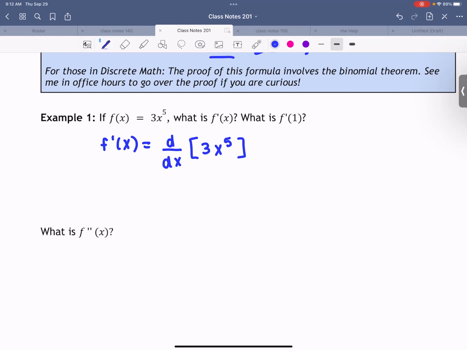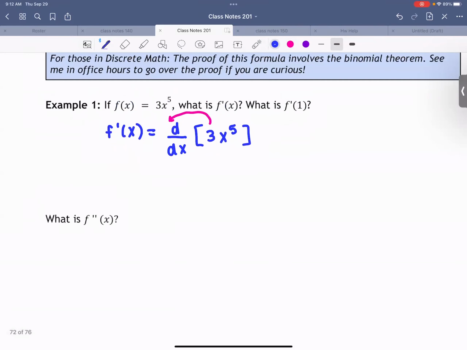Now, I'll talk about this a little bit later, but I think it's kind of common sense that we can take any constant out of the derivative. So this is the same thing as 3 times the derivative of x to the 5th. Whenever there's a constant, you can just take the derivative of the power function and multiply it by the constant. Anyone want to take a guess of what the derivative of x to the 5th is, David?